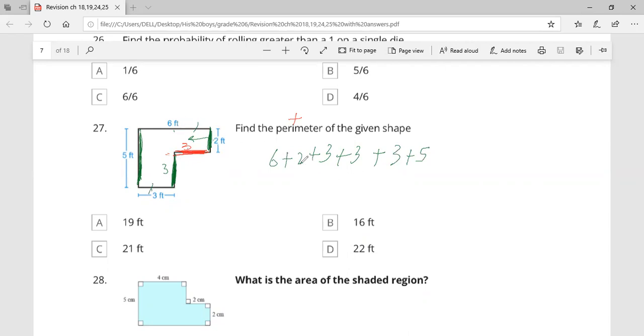Here is 6 plus 2 plus 3 plus 3. That is 12, and 8. We get 22. Here is 6, 12, 8, and I think I have 6 also. It is 2, 3, 3, 3, and here is 5. Add them to get the answer. If you add them, you get 22. The next one.